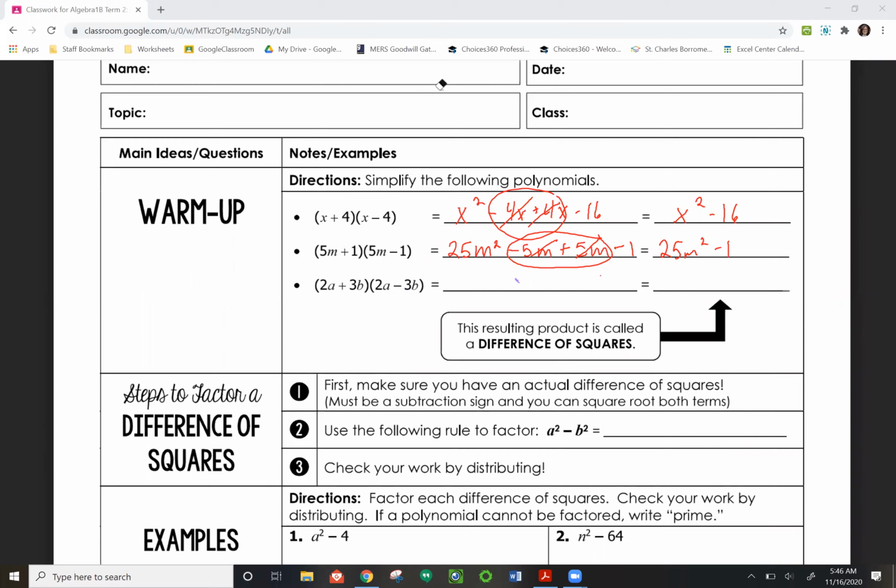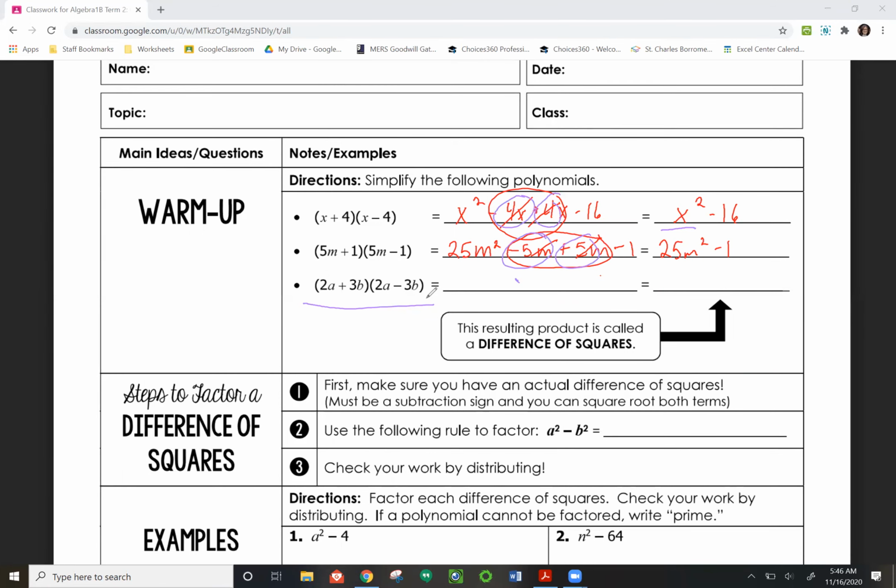And so what's really cool about conjugates is when you multiply them together, that middle term, the single variable term, goes away. So in the first one, the x term went away. You still had the x squared term, that's different, but the term that just has the single x goes away. Same here with the m, it just ended up going away. So can you guess what's going to happen here? Yeah, they're just going to go away.